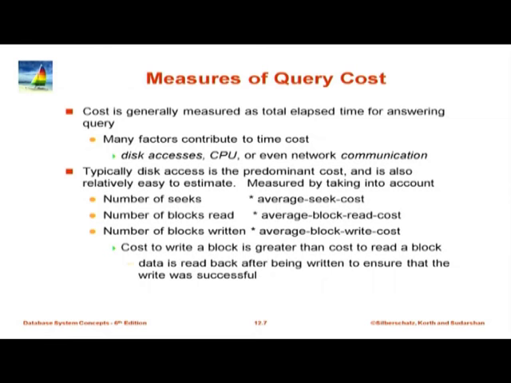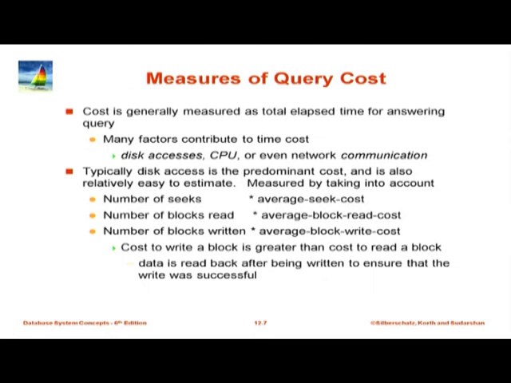So, what are the resources? It could be disk access, it would include CPU time, and in a system which is running queries in parallel or in distributed manner, it would include network communication cost. Now, typically, in hard disk based databases, disk access has been the predominant cost. This is changing with flash memory, but for simplicity, let us focus on the disk accesses as a measure, because it's easier to understand what is going on at an abstract level.